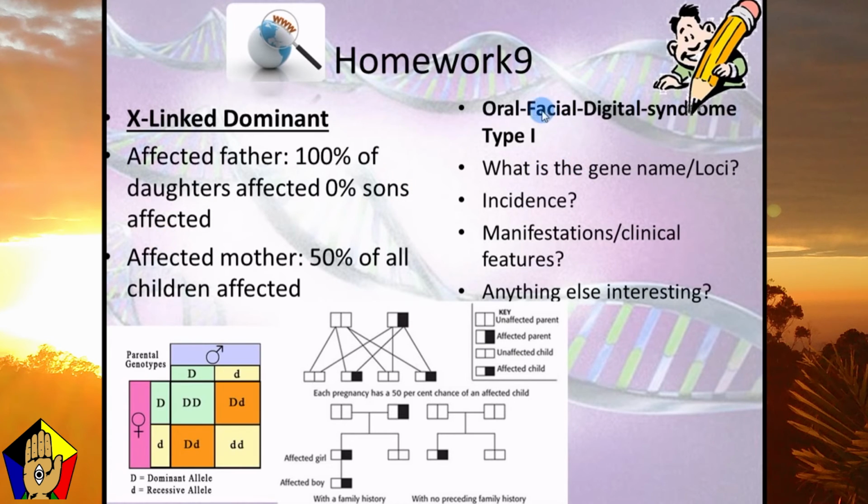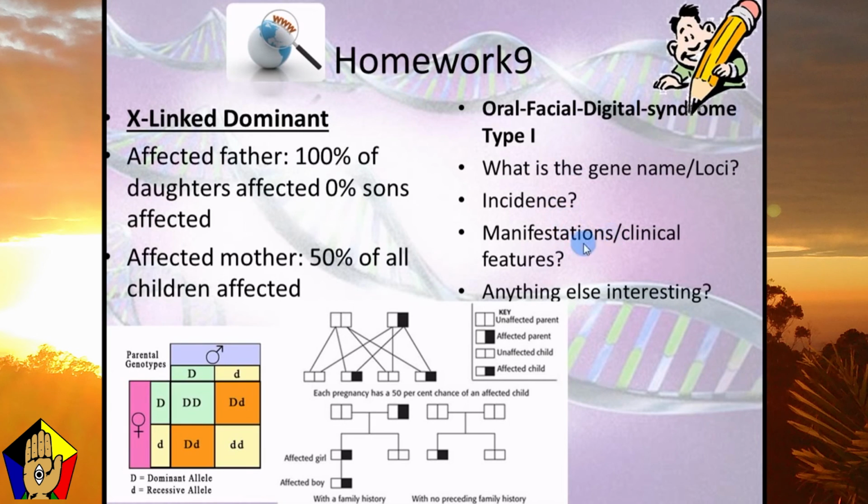You're going to look up one specific disease. It's called oral facial digital syndrome type 1. What's the gene name and the loci that's affected? You're going to look that up. Next thing you're going to look up is what's the incidence of this disease. And you should see a pattern. Before I told you that if you see something that's autosomal recessive or autosomal dominant, which is a single gene, compared to something that's complex inheritance, what are the odds of getting it? Are they going to be higher or lower risk? So you're going to look up the incidence of the disorder.